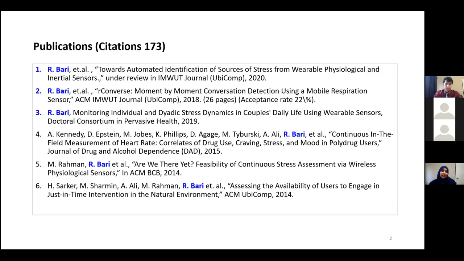And this is the list of publications that I have published in top tier peer reviewed journals. These are very prestigious, and it took us hard work to publish in these journals.